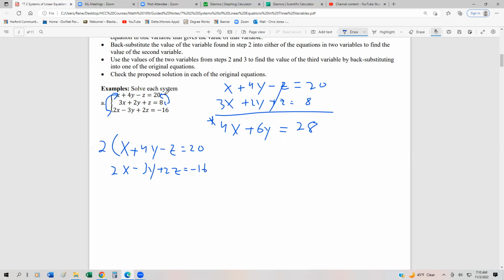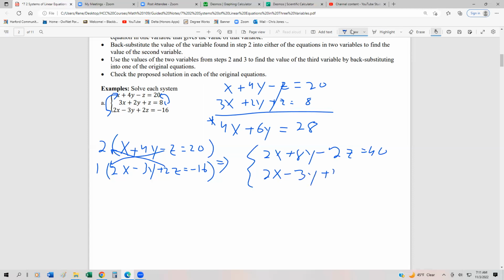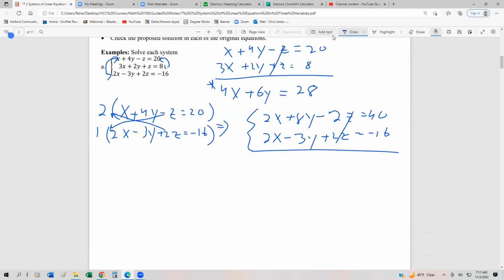I'm going to multiply the first equation by 2, and I'm going to multiply the second equation by 1. And so that's going to yield the system 2x plus 8y minus 2z is going to be equal to 40. And then the second equation remains unchanged: 2x minus 3y plus 2z is negative 16. And now we can add these two equations. We're going to get 4x plus 5y, and then 40 minus 16 is 24.